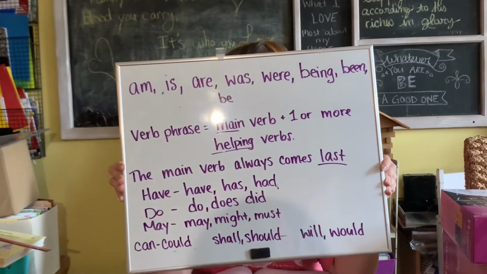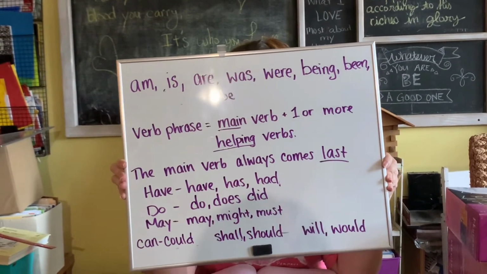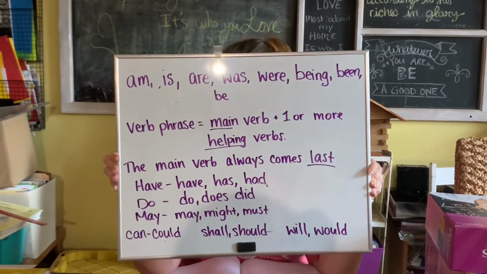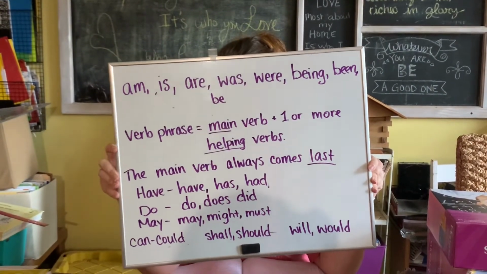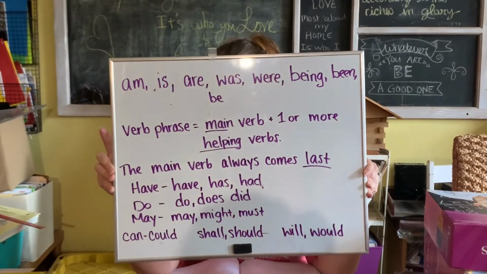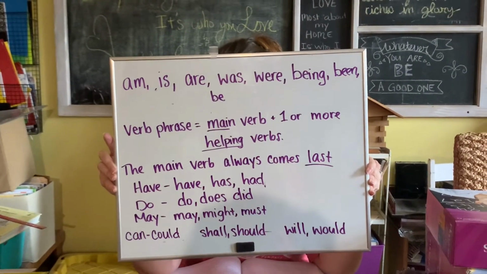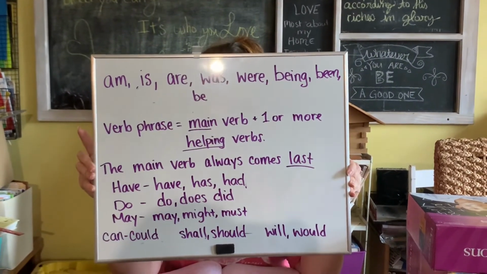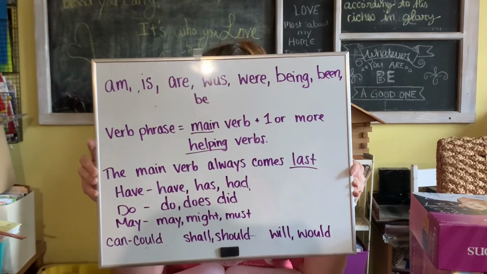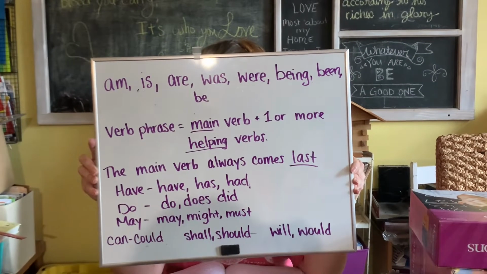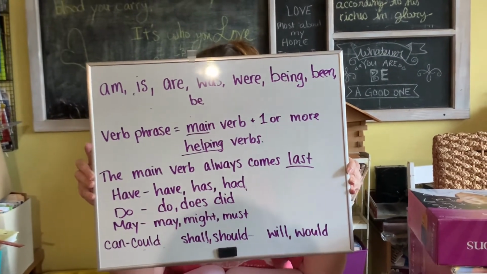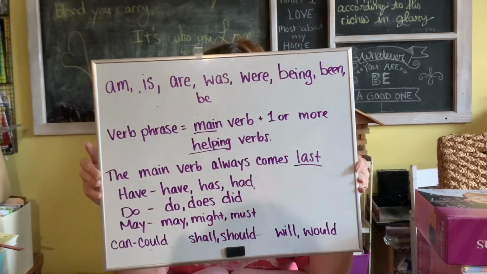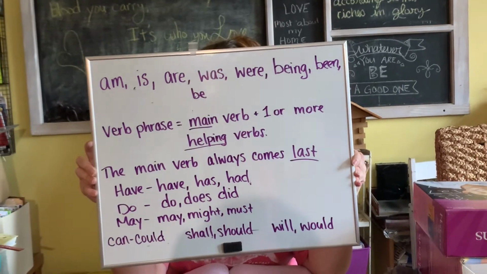Now we're going to look at part B on worksheet 2. Number 1 says a verb phrase is made up of a main verb and 1 or more helping verbs. Okay, so if you need to pause this, you can. A verb phrase has 2 parts, a main verb and then 1 or more helping verbs. Number 2 says the main verb is always the last word in a verb phrase. So when we have a verb phrase, our main verb always comes last.